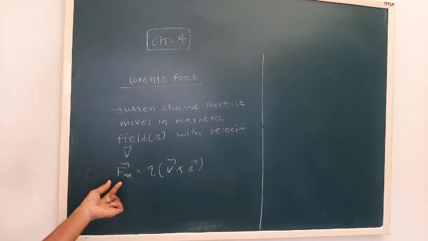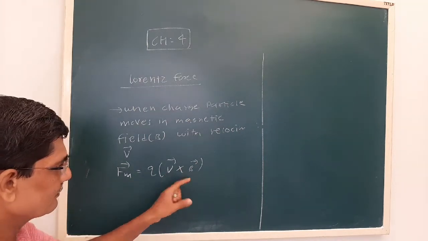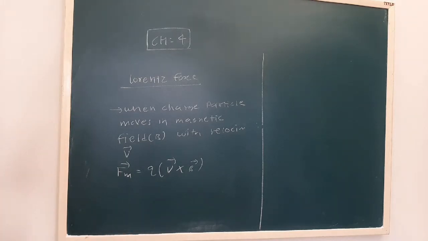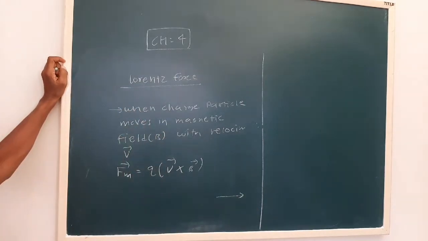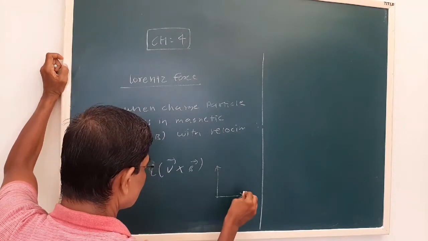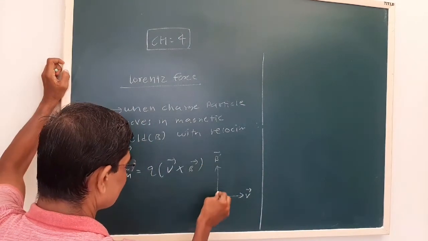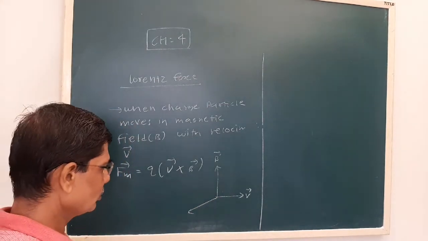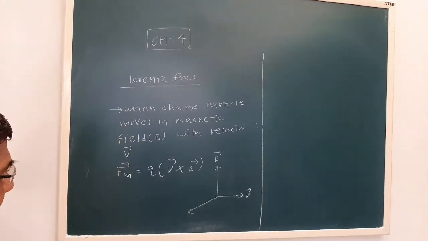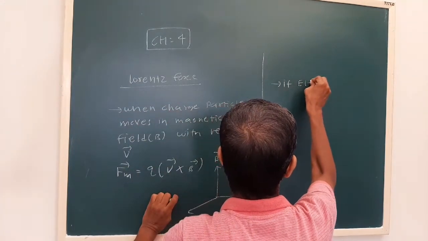The magnetic force is denoted as Fm. Here v is the velocity and B is the magnetic field. This is a vector product. Now what is the property of a vector product? Suppose the velocity is v and the magnetic field is B, then the force will be perpendicular. That is given by the right hand screw rule, or by the property of the vector product.